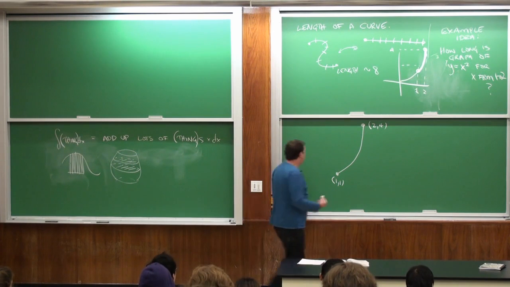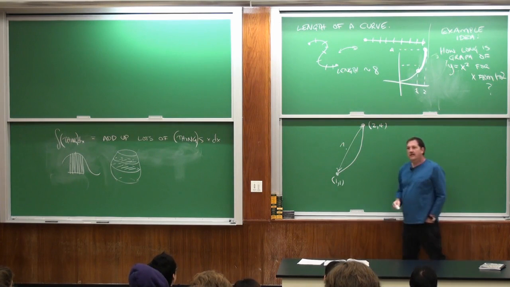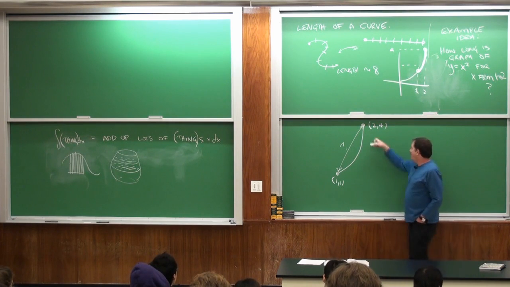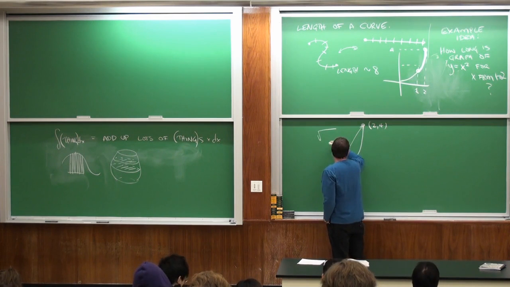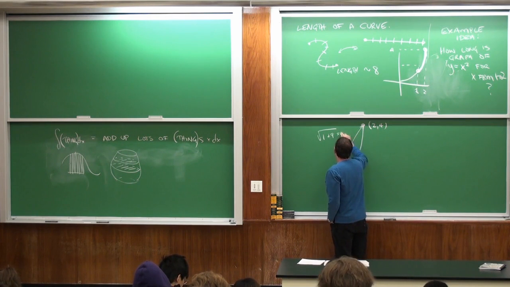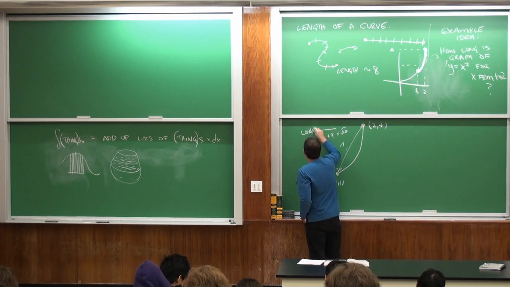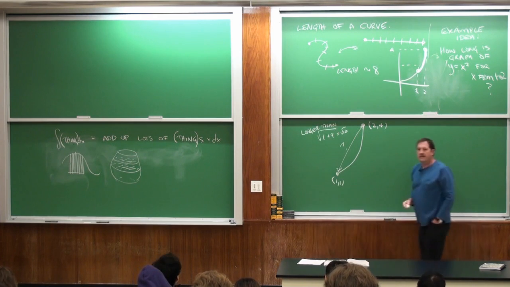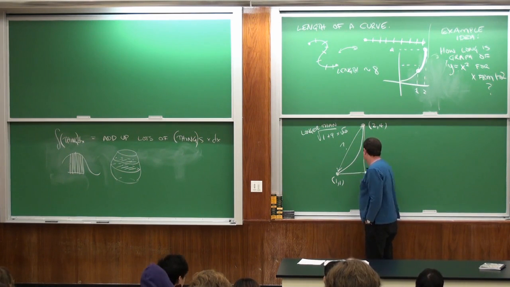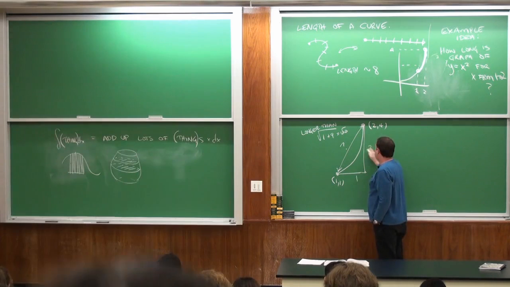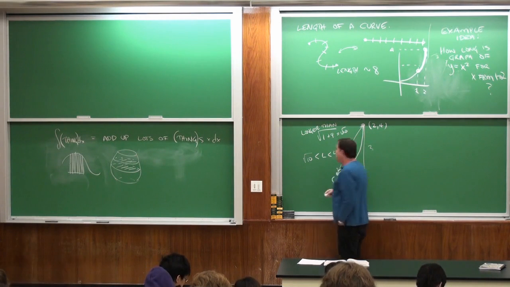So we can estimate this by asking, how long is this? It's certainly longer than that. So it's certainly longer than the distance between this point and that point, which is the square root of 1 plus 9, square root of 10, which is between 3 and 4. It's certainly bigger than that, and it's certainly less than this, which is 1 plus 3. So it's between square root of 10 and 4. For sure.